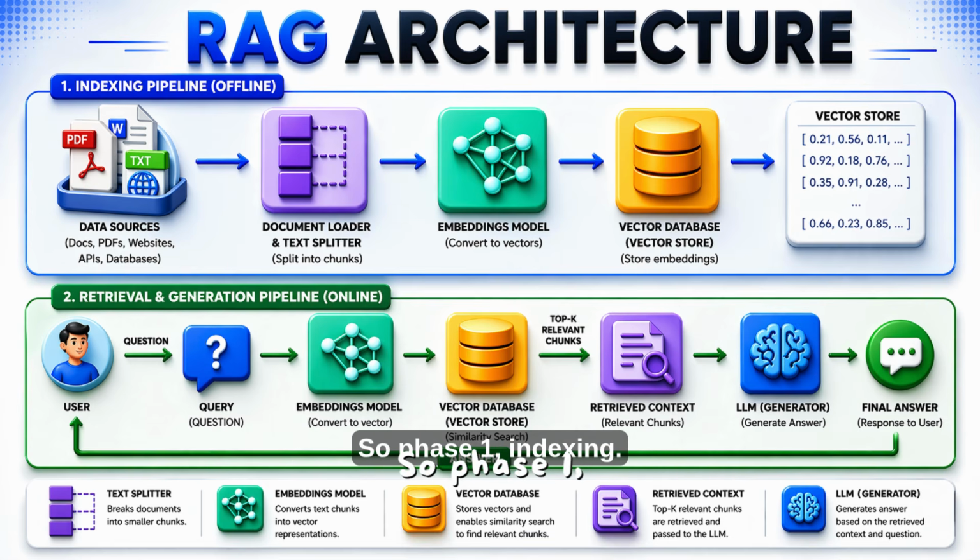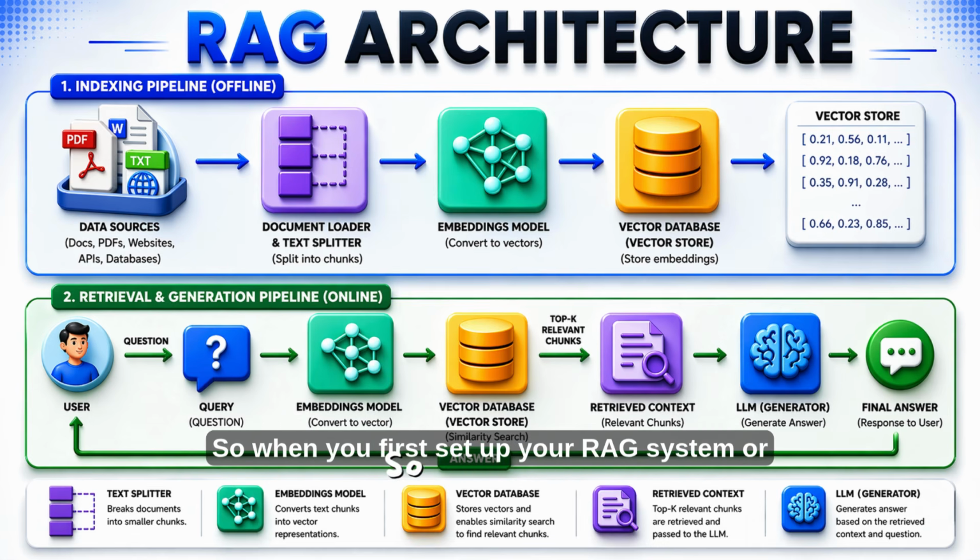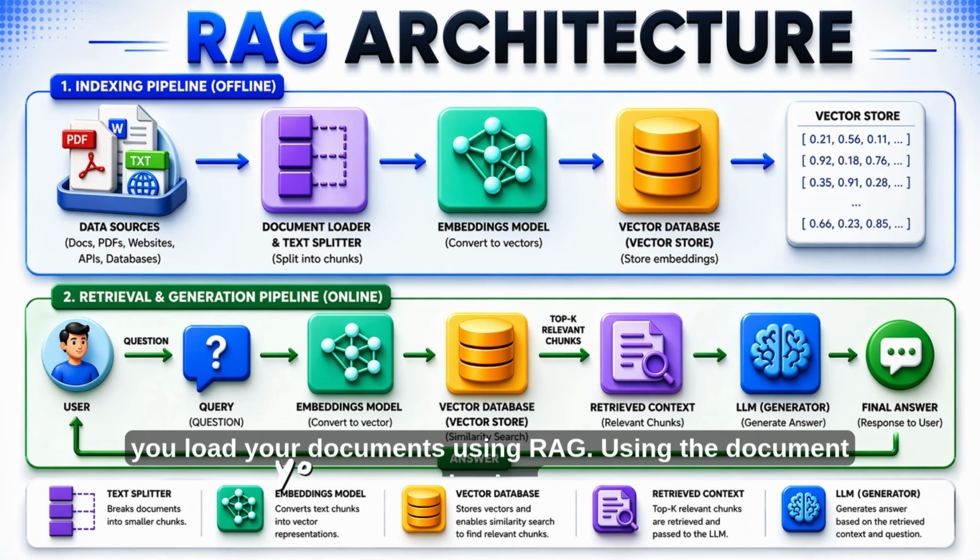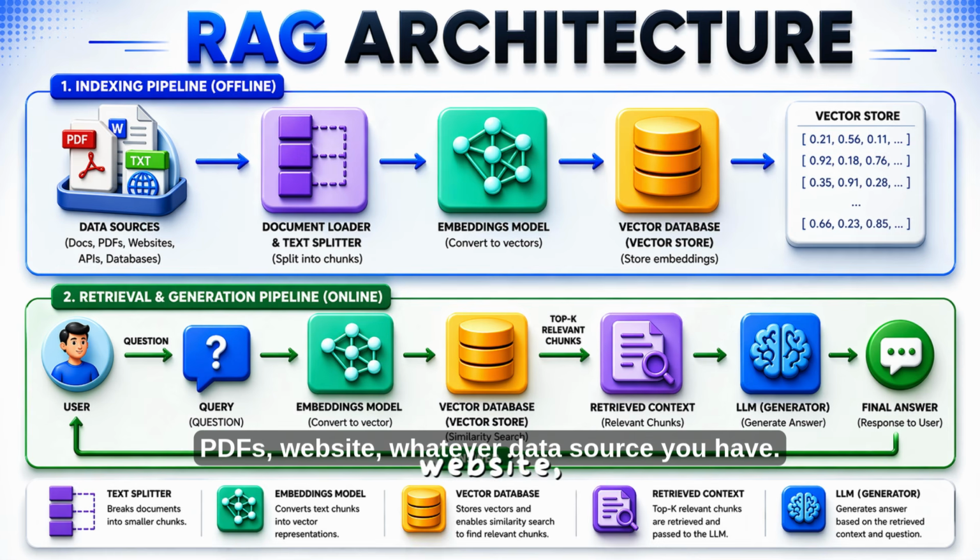So phase 1, indexing. This is the setup phase. You do this once at the beginning. So when you first set up your RAG system, or whenever your documents are updated, here's what happens step by step. Step 1, you load your documents using the document loader: PDFs, websites, whatever data source you have.